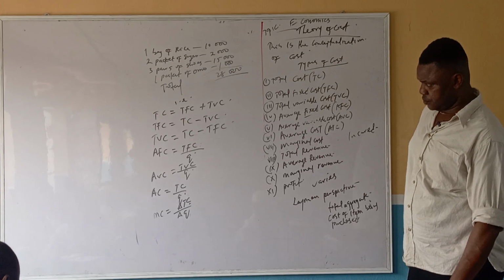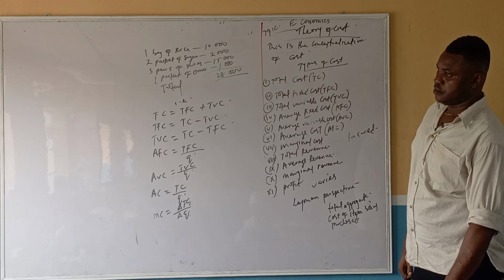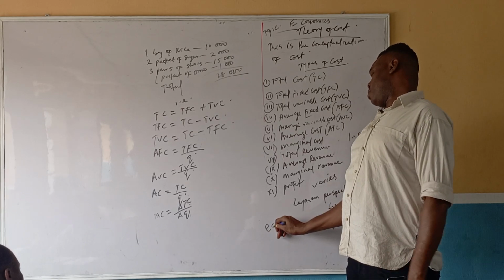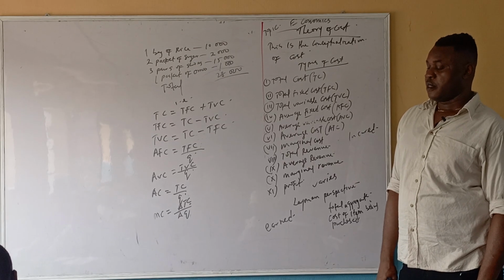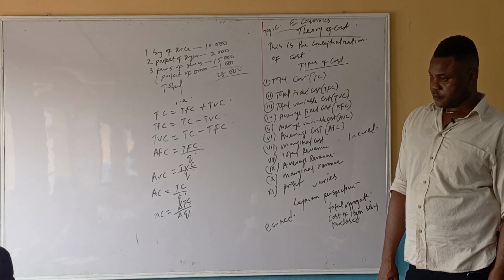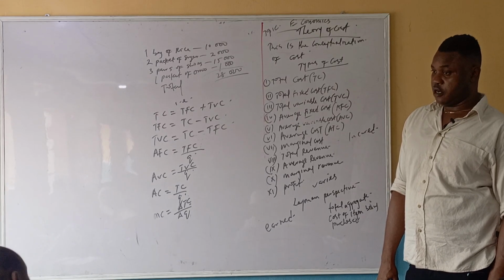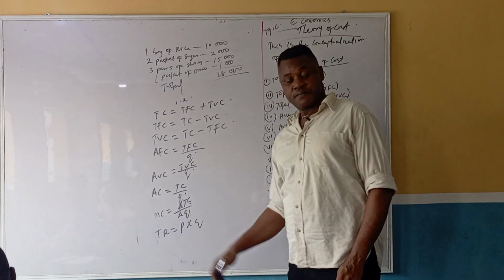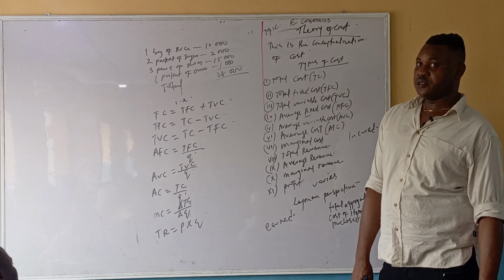Next, total revenue. This is the total money earned from sales of products. The formula is given as total revenue is equal to price times quantity. The formula is what? Price times quantity.